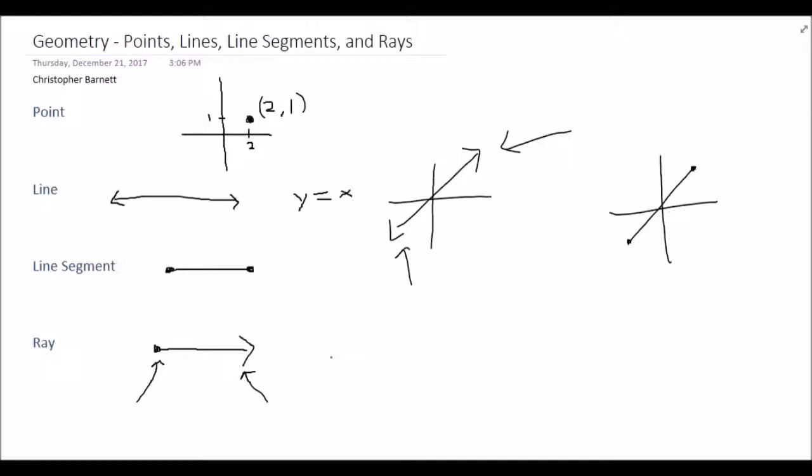And that's basically it for today's episode, or lesson, or whatever you want to call this. And so those are points, lines, line segments, and rays. And these are key, fundamental, basic concepts that you need to know forever.